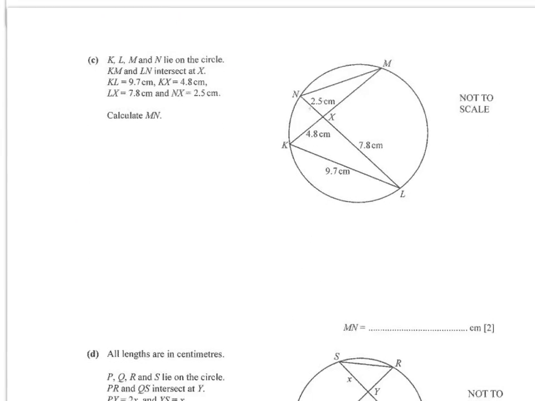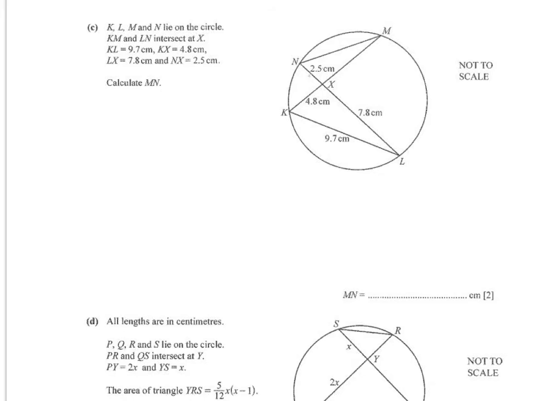Okay, on to part C. There's quite a lot going on in here, and I'll try and describe it. First off, we can't actually work out anything straight away, but what I can see is some circle theorems. So that angle I'm trying to colour in yellow here, MNL, let's call it, and MKL have to be equal.